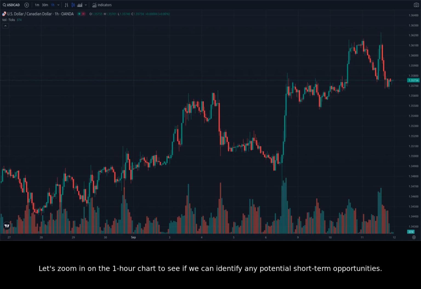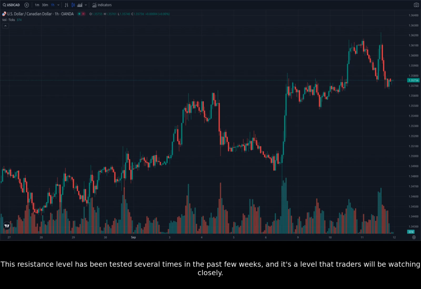Let's zoom in on the 1-hour chart to see if we can identify any potential short-term opportunities. The 1-hour chart shows that USDCAD has been consolidating recently. The price has been trading within a narrow range, suggesting that buyers and sellers are evenly matched. This consolidation is typical after a strong move, and it's often a precursor to a breakout in one direction or the other. The 1-hour chart also shows a key resistance level around 1.3605.